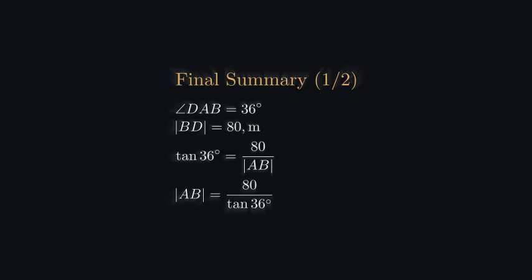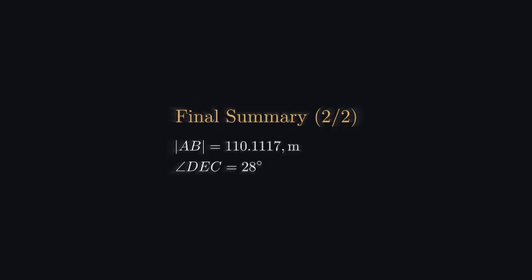To summarize, length of BD equals 80 m, length of AB equals 80 over tan of 36 degrees, which is 110.1117 m. The key equations are shown on the screen.